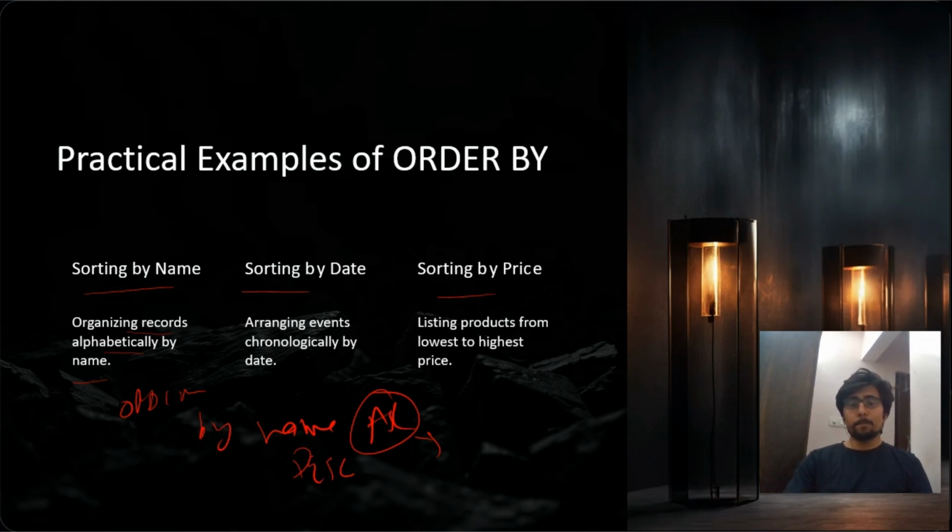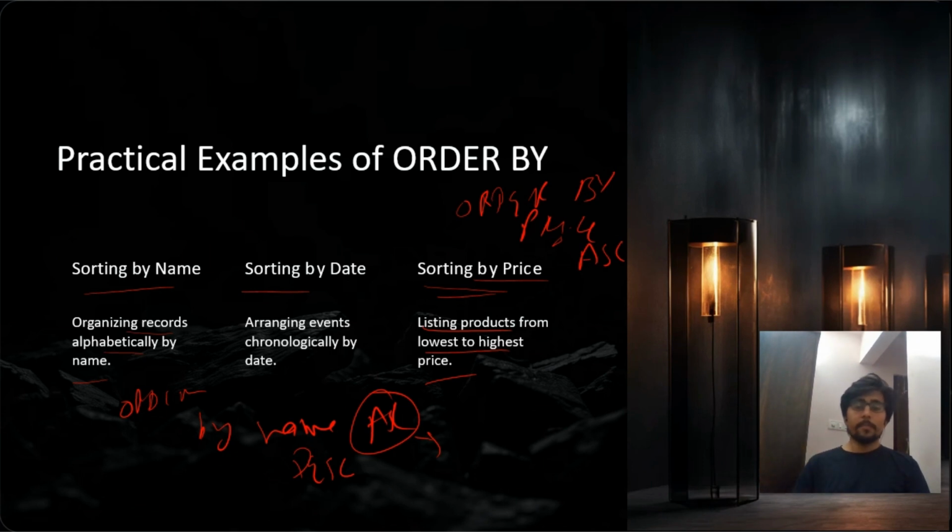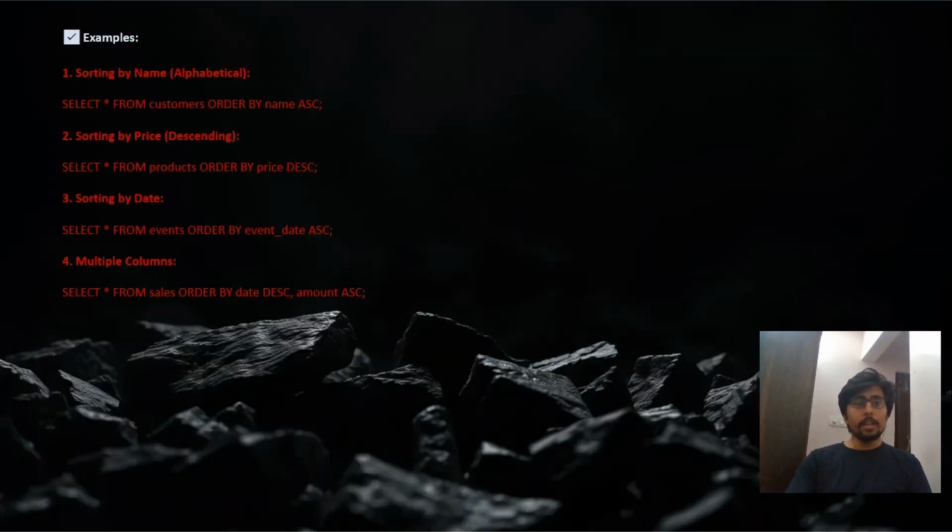And one more example: sorting by price. If you want to sort by price, you write ORDER BY price, as easy as that. Lowest to highest means ASC, ascending order. Got it? Okay. So here we have some examples to make you understand more. First example, sorting by name.